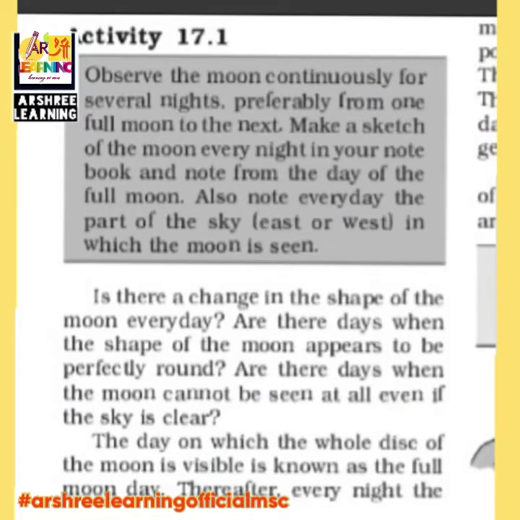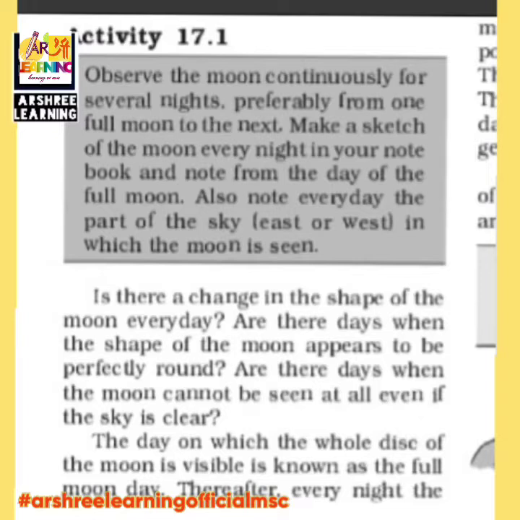When you observe the moon continuously for several nights, you have seen that the shape of the moon changes. If you make a sketch of the moon every night, you will see that the shape of the moon is different in all the sketches. There are some days when the shape of the moon appears to be perfectly round. Are there days when the moon cannot be seen? So you will get answers in this topic only.